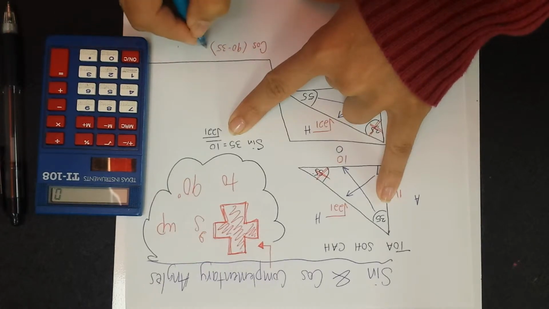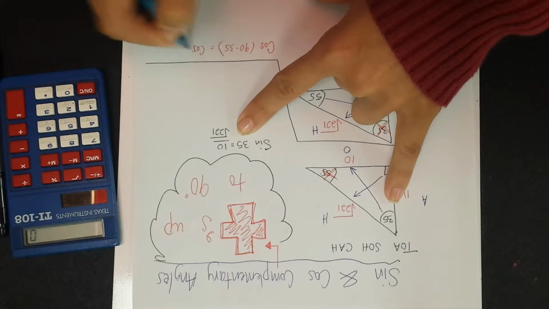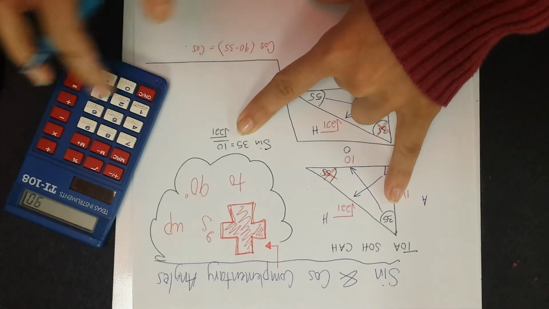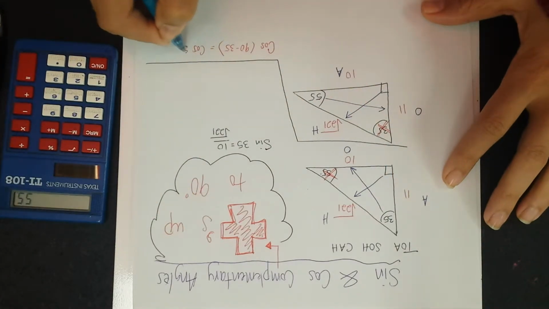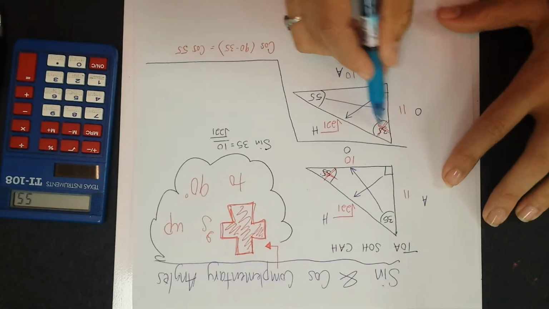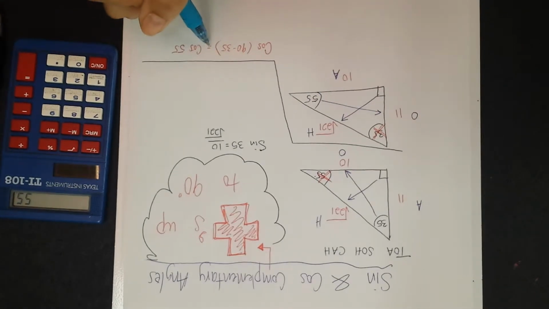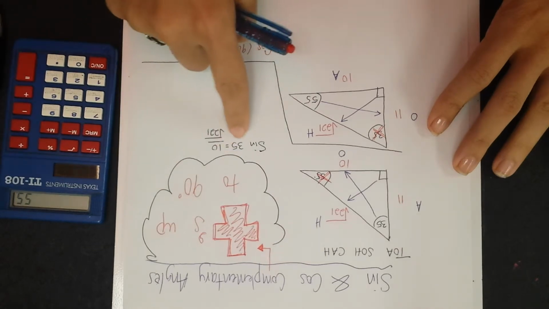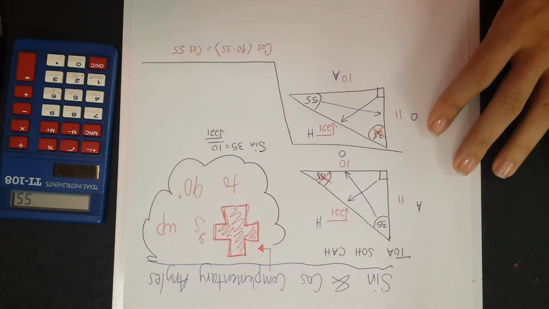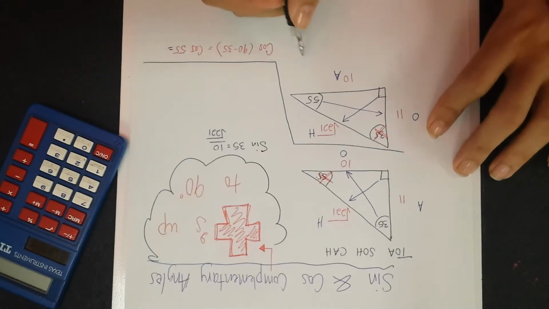All right, so what is cosine of 90 minus 35? It is 55. So notice, 90 minus 35 is 55. So if I find cosine of 55, we are going to see a relationship between these complementary angles of sine and cosine. So cosine of 55 is equal to, I'm sorry.